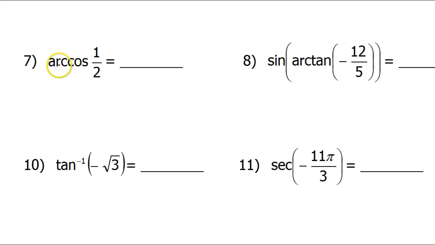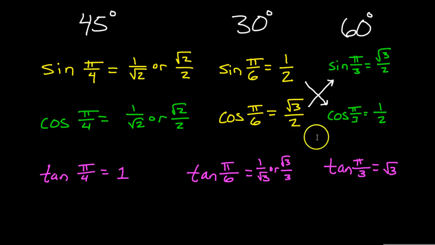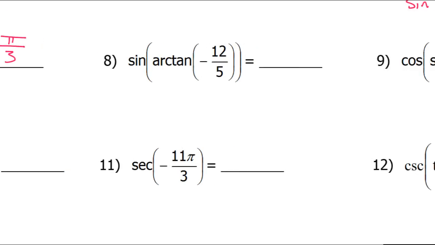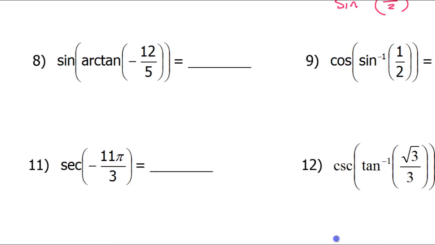Number 7. Arc cosine is the same thing as inverse cosine. These two things mean the same thing. In both cases, it's the angle whose cosine is 1/2. That should be one of those things that we have memorized. This is going to be simply pi over 3. The cosine of pi over 3 is 1/2, so pi over 3. Okay, that was easy. So, number 8.